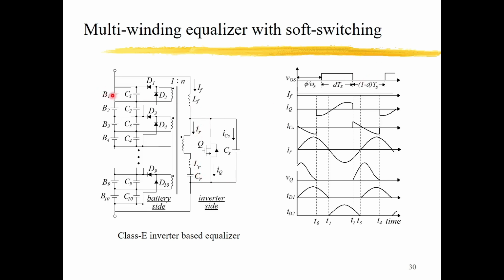And here we also transfer energy from the whole string. The whole string supplies energy to this Class E inverter, and the inverter will transfer the energies to the secondary windings. Again, all the secondary windings have the same turns number, and because of the difference of the battery voltages, the lower voltage batteries will accept more energy from the same secondary windings. Okay, so this is a method.